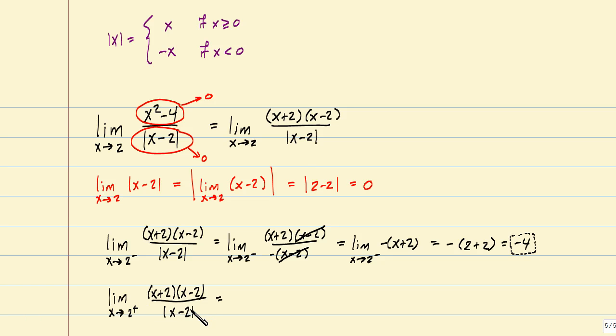Here again, what is the effect of the absolute value if I am assured I'm always to the right of 2, if I'm always a little bit bigger than 2? Well, this, like 2.1 minus 2, is always a positive value. And so the absolute value does nothing to positive things. It just leaves them alone. So we can rewrite this as the limit as x approaches 2 from the right of x plus 2 times x minus 2 over exactly x minus 2. Notice we don't have the negative down here. Here again, these cancel.